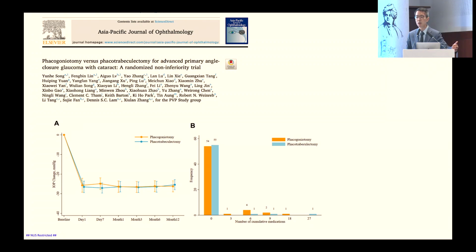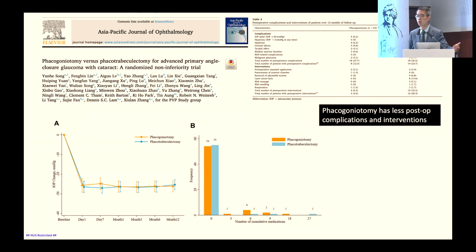I would like to share this particular article from a close collaborator of mine in Guangzhou, who compared phacogoniotomy versus phacotrabeculectomy, and I repeat, in eyes with advanced PACG. These are patients that require low pressure after surgery, and they showed that the phacotrabeculectomy group is not inferior to the phacogoniotomy group. In fact, they show that there is less post-op complication in the phacogoniotomy group and less intervention after surgery. Something to consider, something to think about.